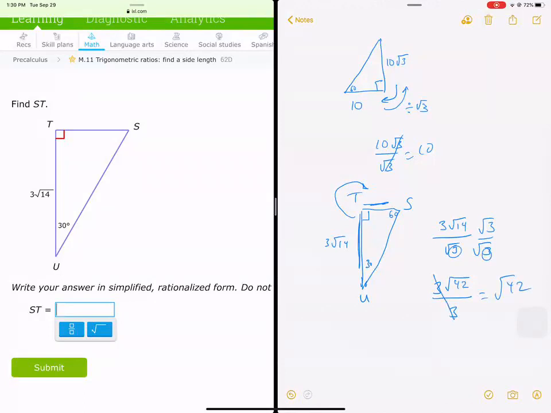You might say, oh, Mr. Ko, can I find the square root of 42? It's not going to work because 14 was 2 and 7, and 3 is 3. So you see, there are no pairs here. So it's just square root of 42.